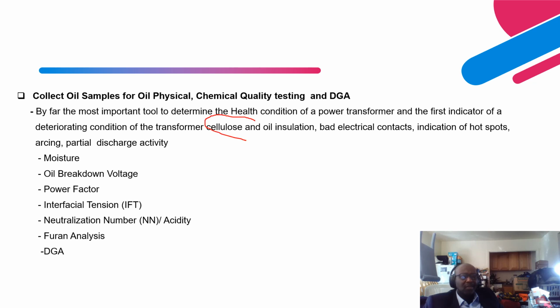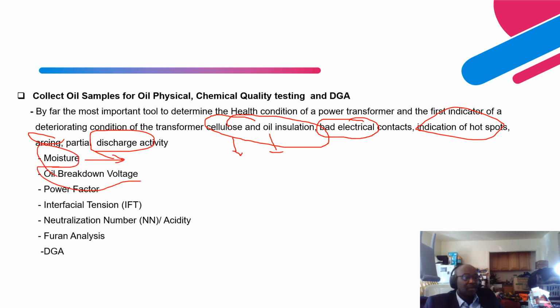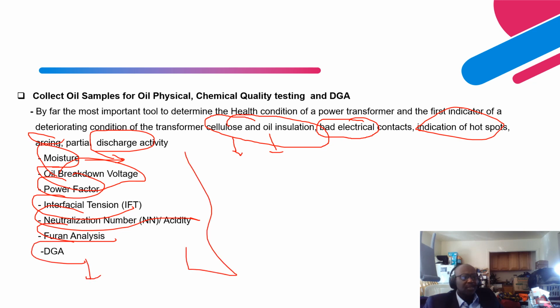You determine the condition of your cellulose paper and the oil condition, right? Deteriorating condition, and also if you have any bad connections, right? And also hotspots inside the transformer, and any PD activity and arcing, right? Okay, so you do that for moisture content and oil breakdown and power factor, interfacial tension, Furan analysis, and DGA gas, right? Okay, so you do all this to diagnose all these problems with the power transformer, and it's the first line of information to provide any deterioration condition in the transformer.